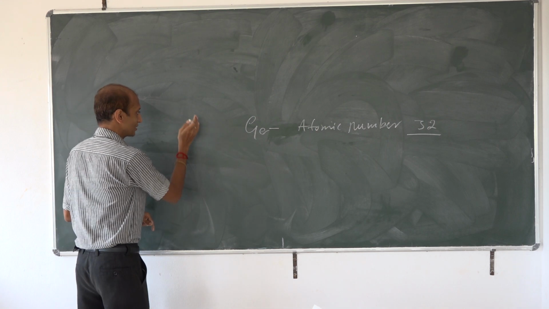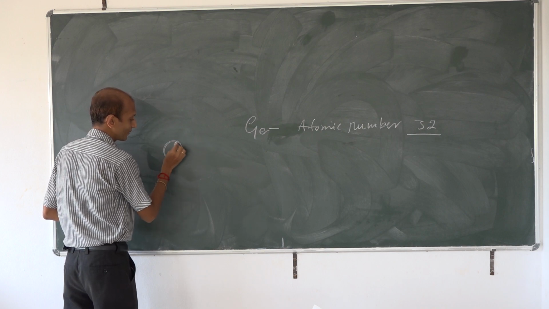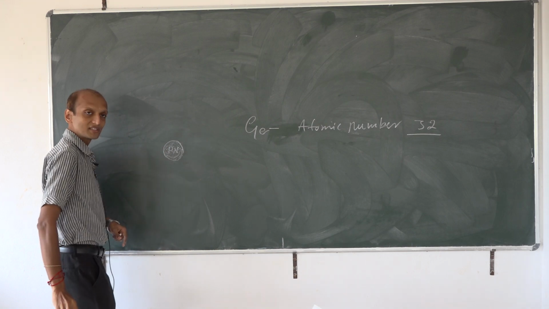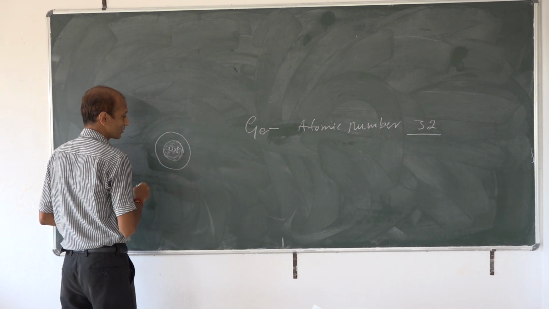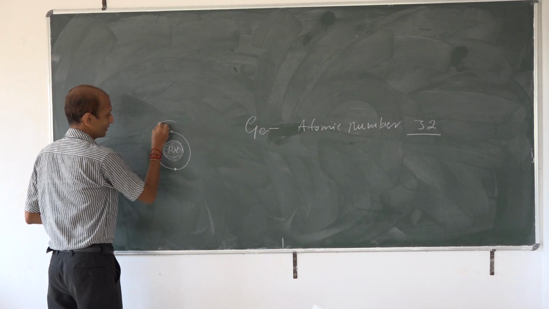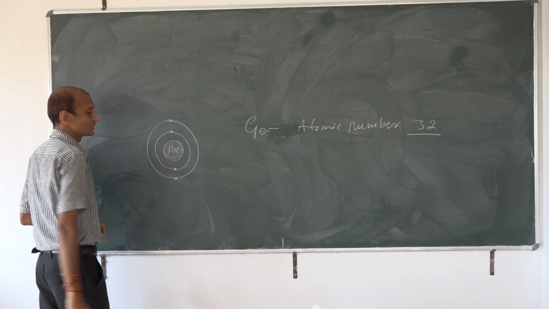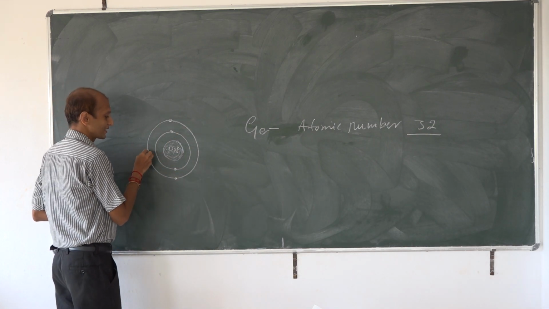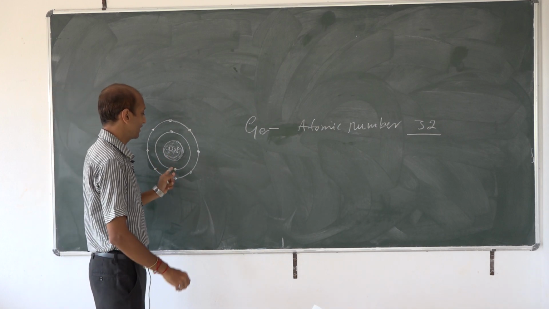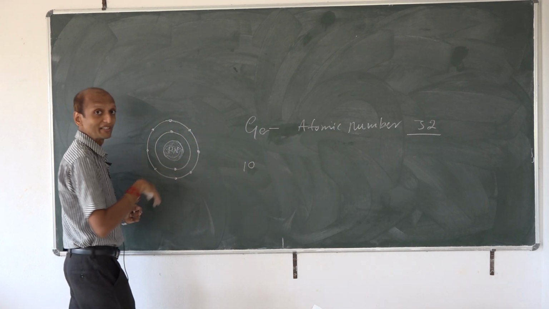So we start from the nucleus, the shaded portion, which has protons and neutrons. Then our first orbit starts, and the first orbit can have only 2 electrons, right? Then the second orbit can have 8 electrons. So 2 plus 8, 10 are done. Our total number of electrons is 32, so 10 are done and 22 remaining.